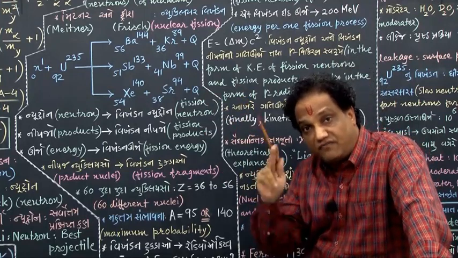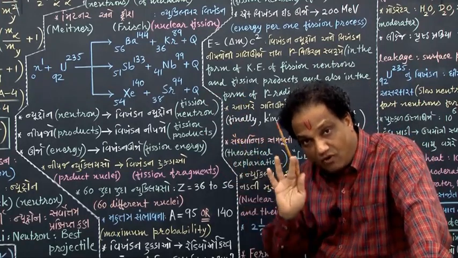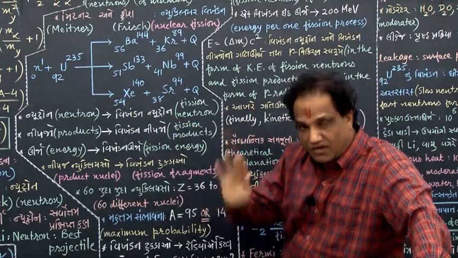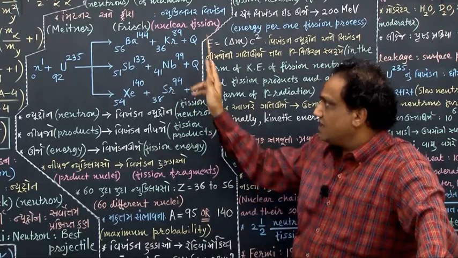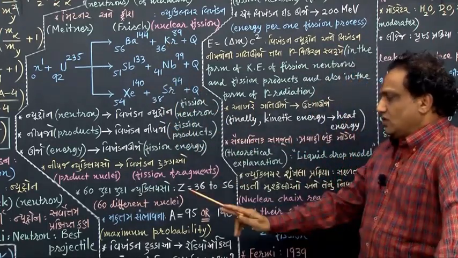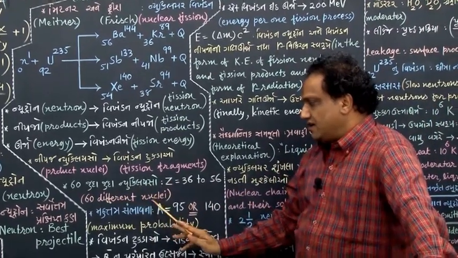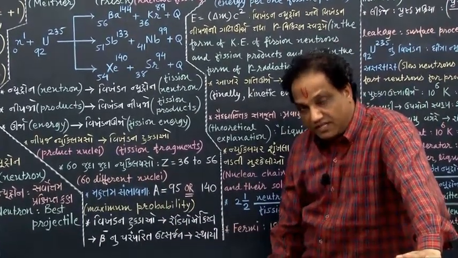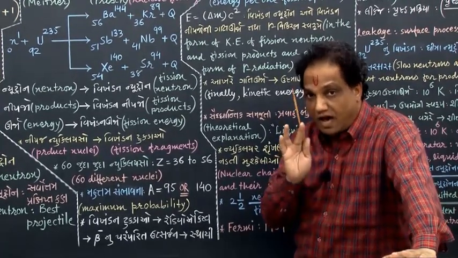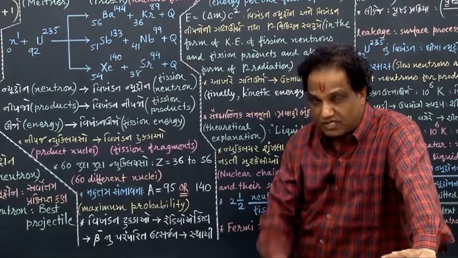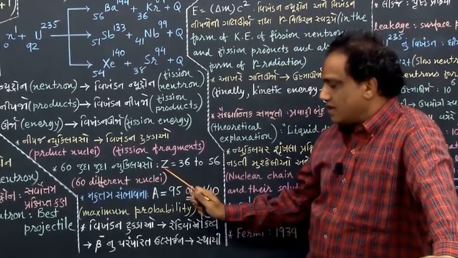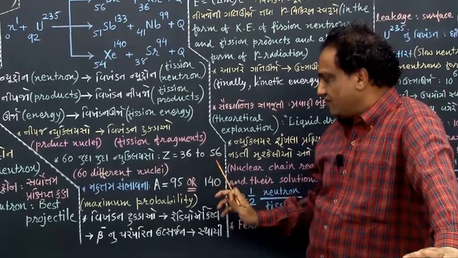Then out of fission of uranium, so far we have obtained 60 different product nuclei. 60 different fission product nuclei we have obtained out of fission of uranium. Okay, few of them I have narrated here. Correct? Those 60 different nuclei which are obtained as fission products out of fission of uranium are having their atomic numbers from 36 to 56.